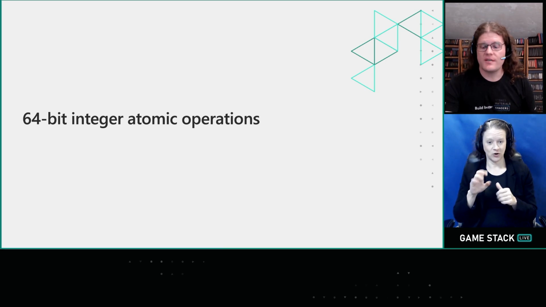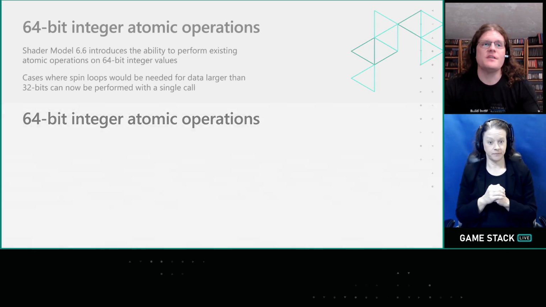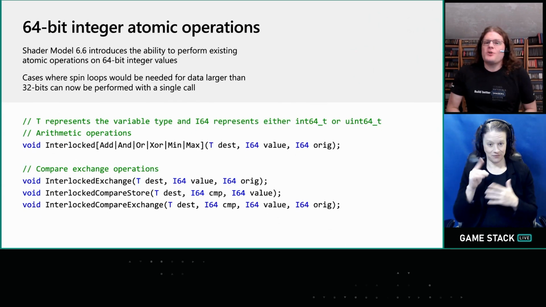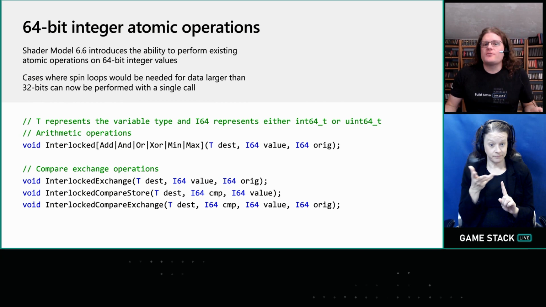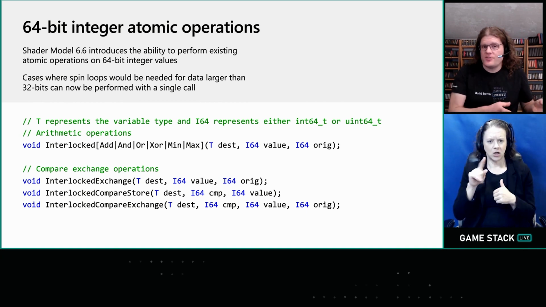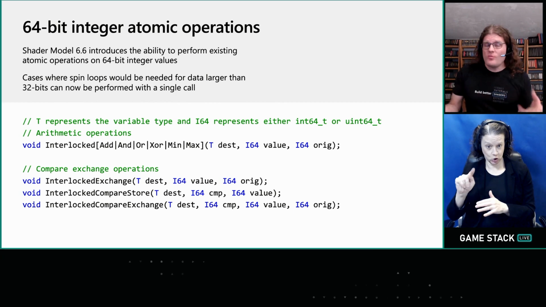So the first feature we're going to discuss that introduces a lot of intrinsics, as all of these do, is the 64-bit atomic operations. Now, this is a very exciting feature, but it's pretty easy to explain because, put simply, all the existing atomic operations that previously required 32-bit integer parameters can now be used with 64-bit integer parameters. And it's almost that simple.